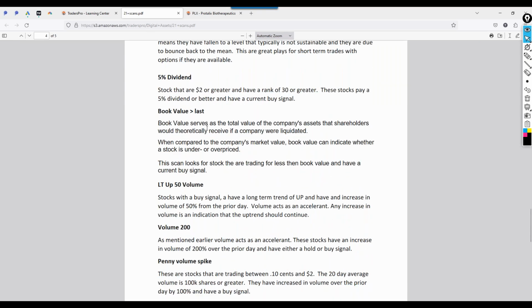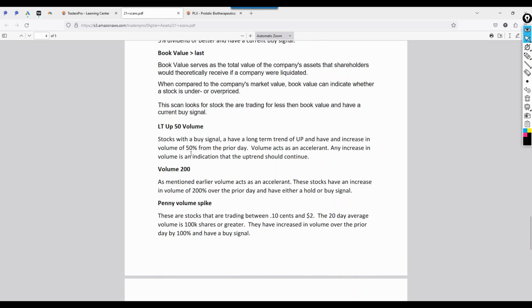Here's our book value to last. Book value is the total value of the company's assets that shareholders would theoretically receive if the company was liquidated. When compared to the company's market value, book value can indicate whether a stock is under or overpriced. The scan looks for the stocks that are trading less than book value and have a current buy signal. That's a fun one to keep an eye on.